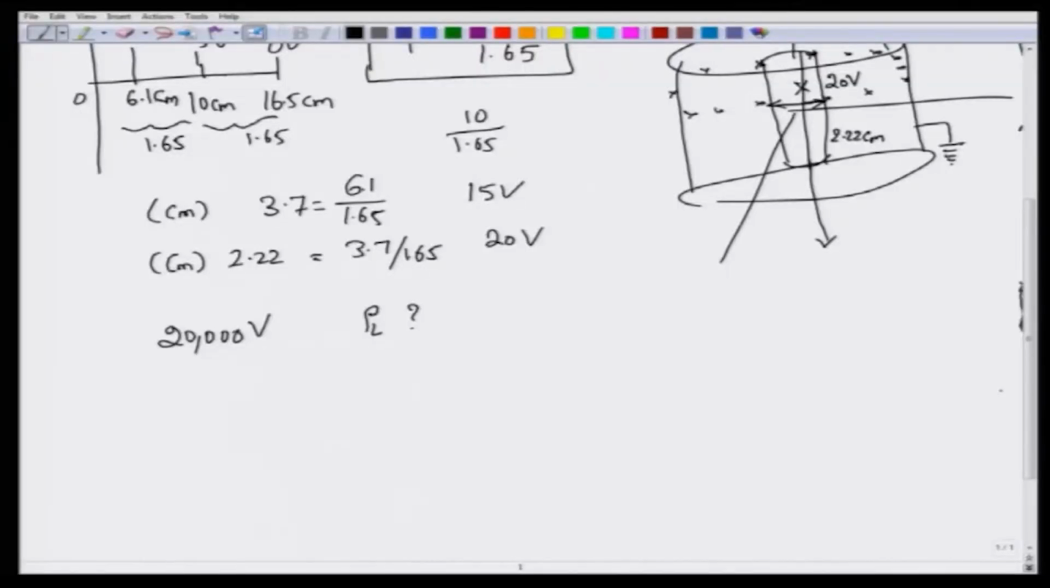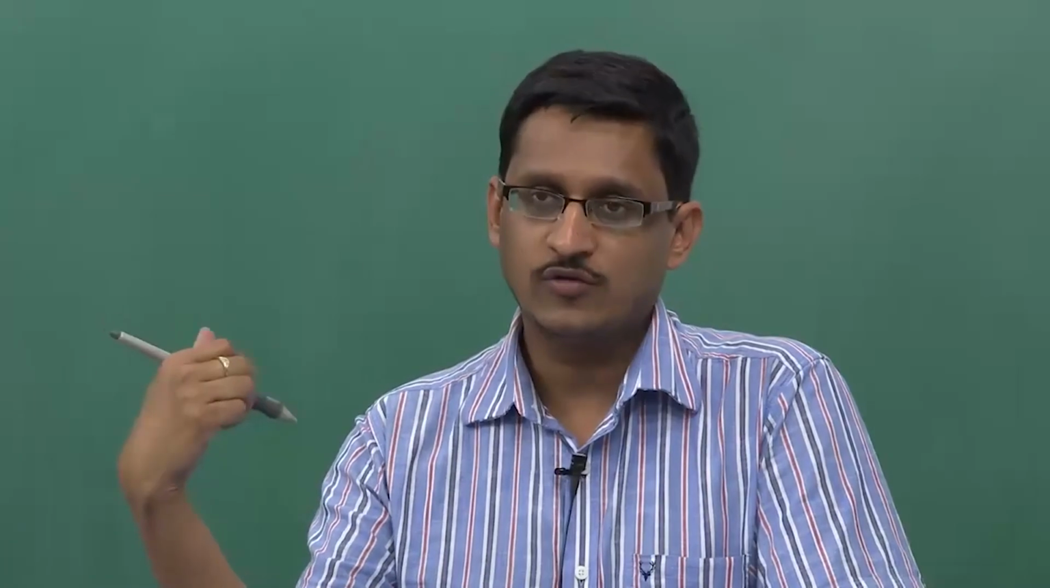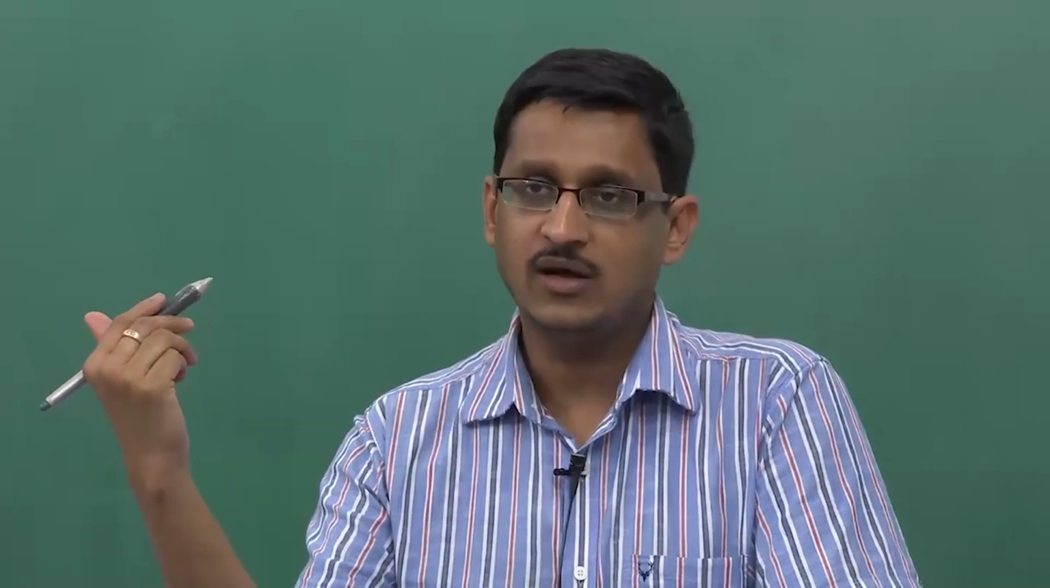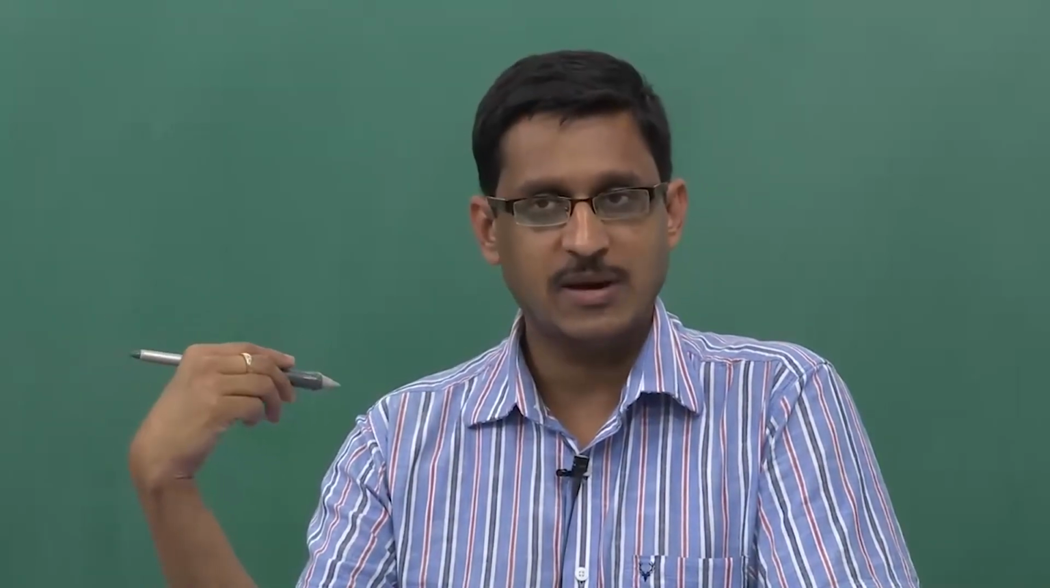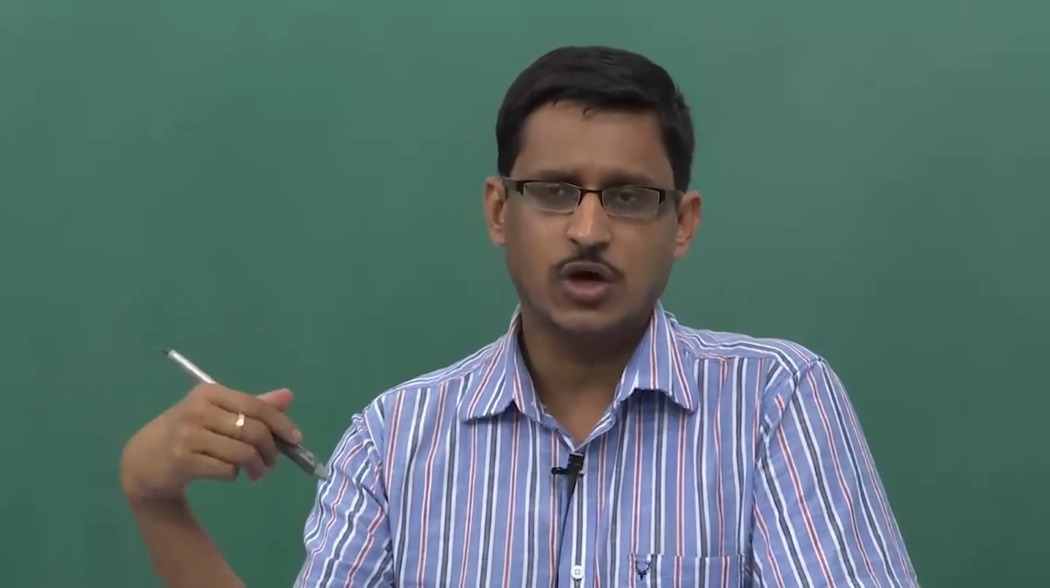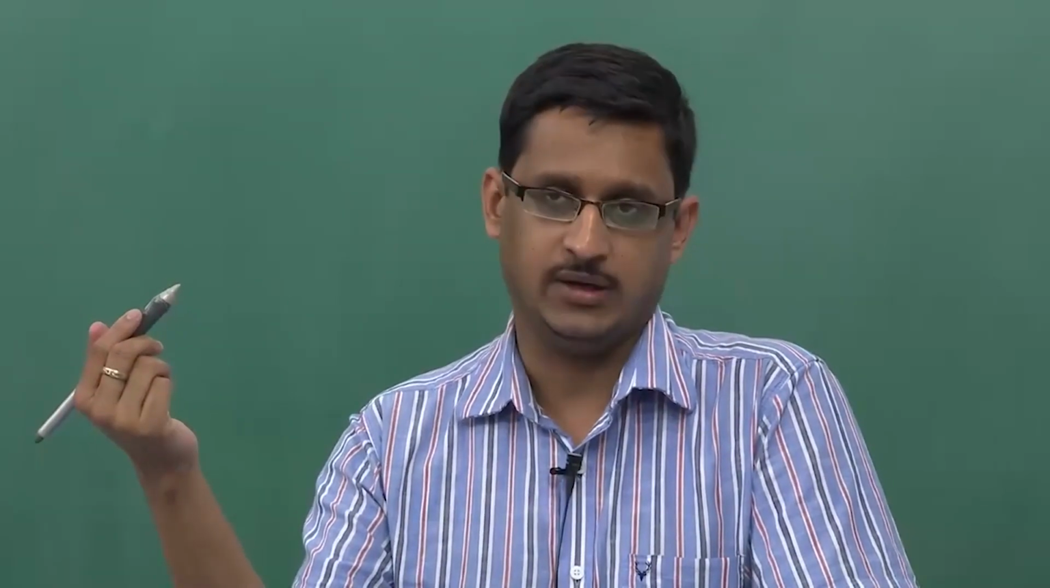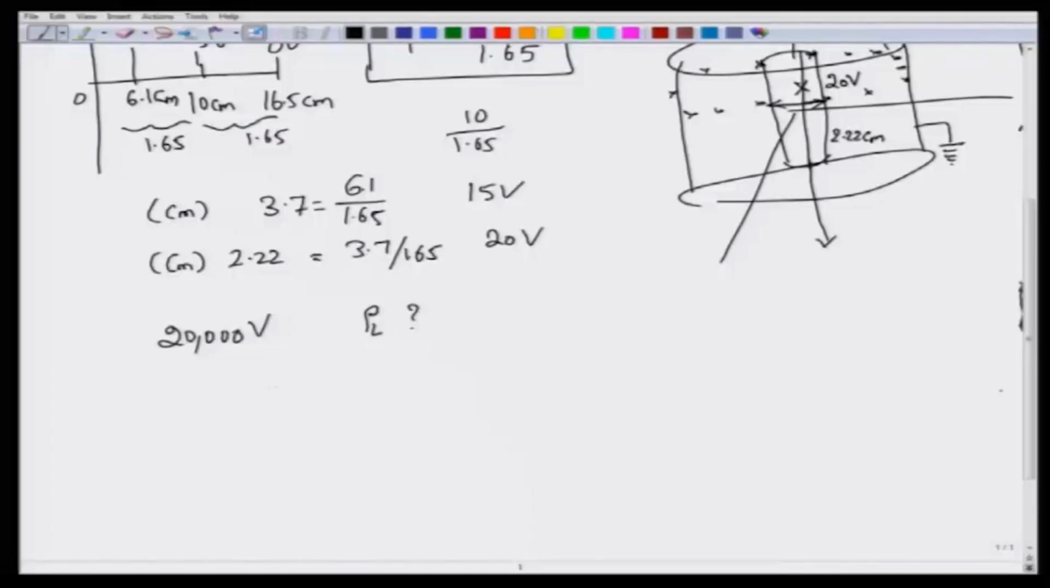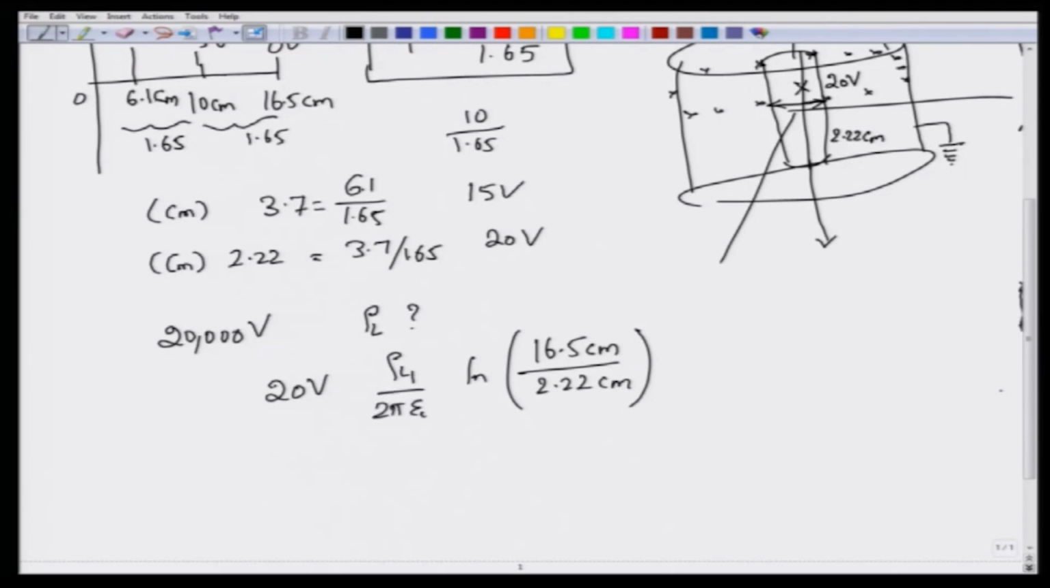You can easily calculate by going back to this rho L by 2 pi epsilon 0 expression, or you can also calculate it by observing that you have increased the potential by a factor of 1000, so the charge should also increase by a factor of 1000. You can show that for 20 volts at 16.5 centimeter to 2.22 centimeter coaxial line radius, the line charge density and the medium are all related according to this expression.